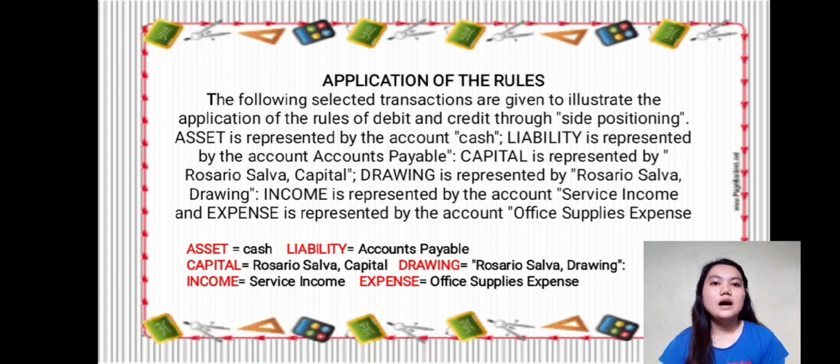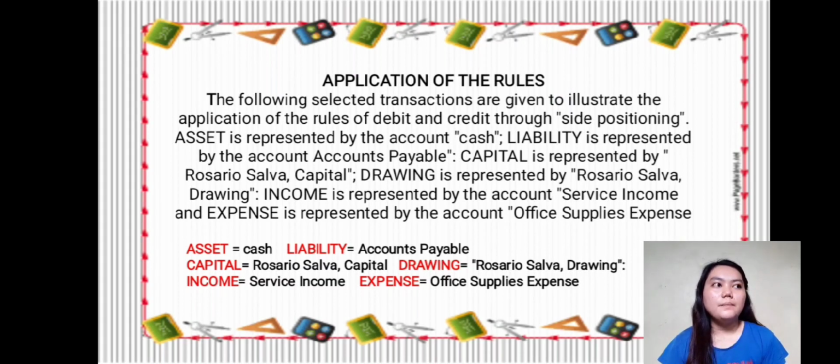And next is capital, which is the example of Mrs. Rosario Salva, which will be explained in the next slide in her transactions. So when we say capital, it represents the resources invested by the owners in the entity. When we say entity, it is described as a collection of assets, or the sum total of the assets.